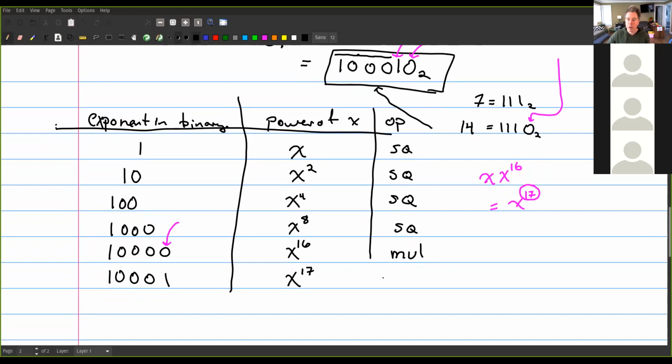So what's the last thing we do here? Square. And so when you square, it doubles the exponent. This becomes x to the 34th, which is what we wanted. And now the exponent in binary is that, and you can see that it exactly matches 34 in binary. And so we're done. So that's the square and multiply algorithm.